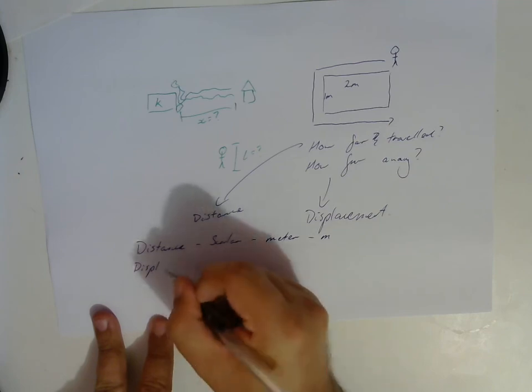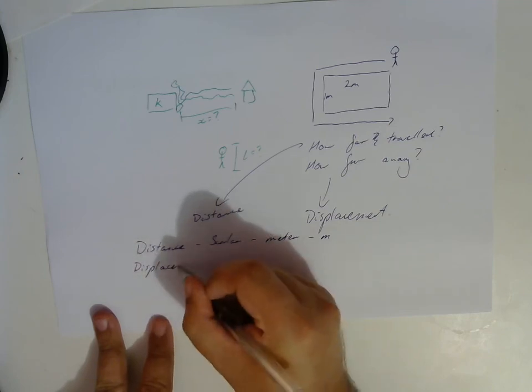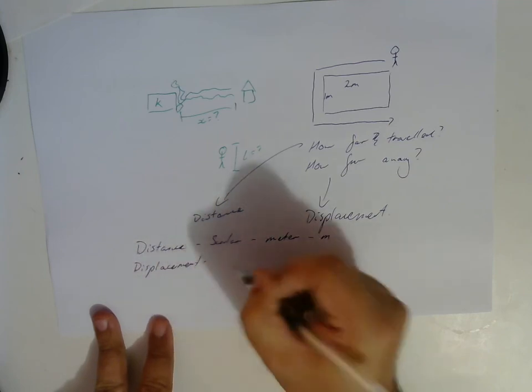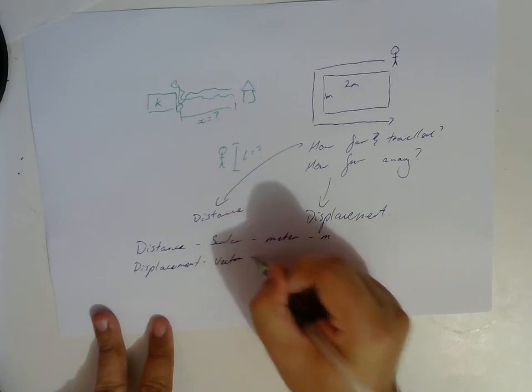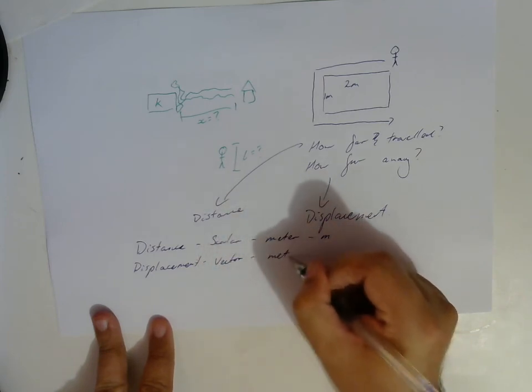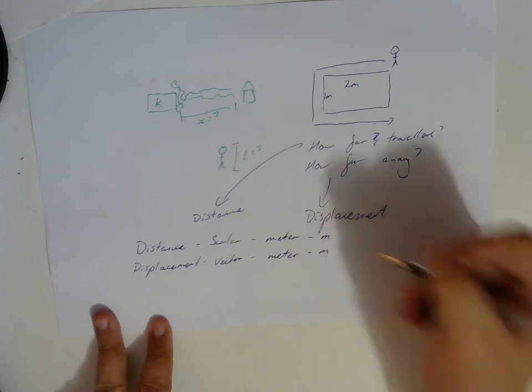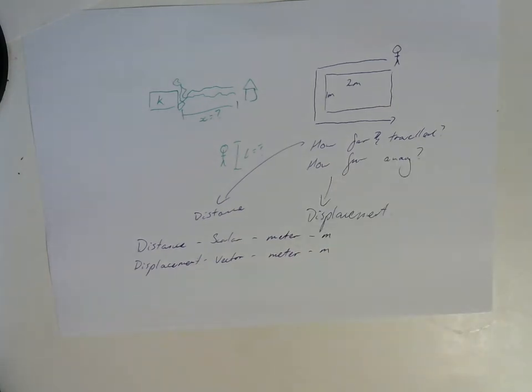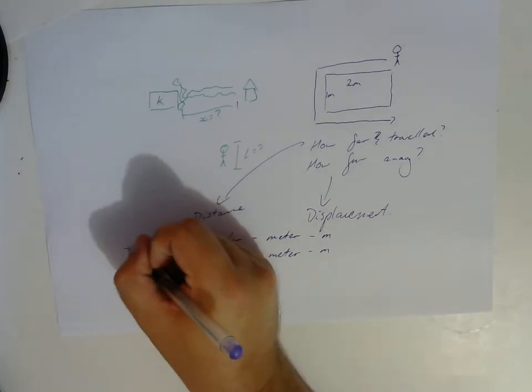It has the same units though, so displacement is a vector, but it is also measured in meters, so it has the same symbol m for meters for our units. Now both of these have their own symbols as well, but we'll see those when we start adding. Actually, let's add them now.